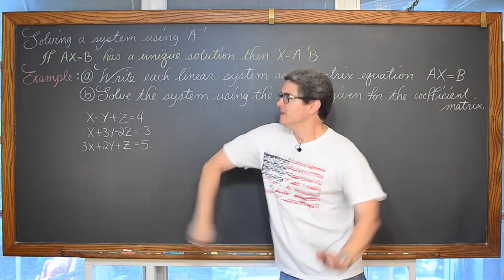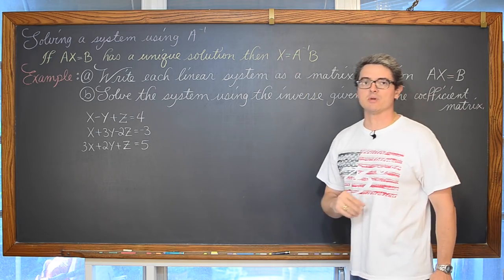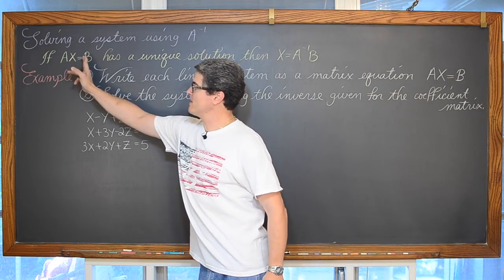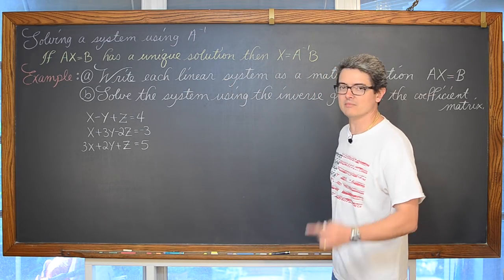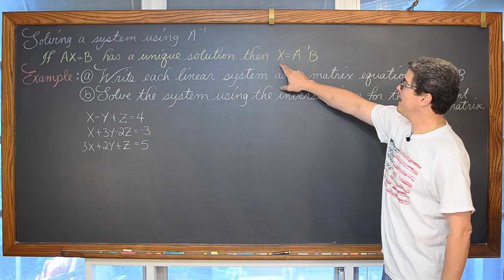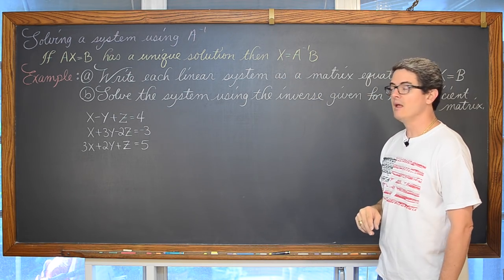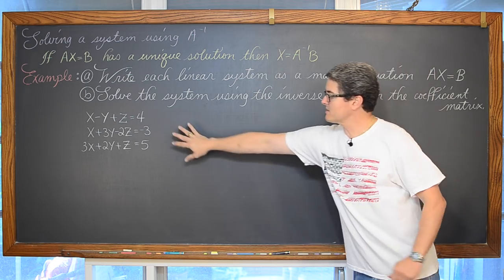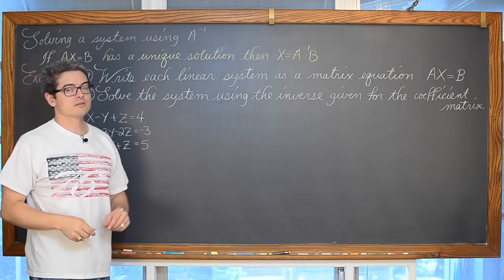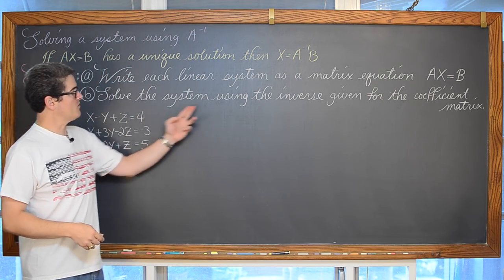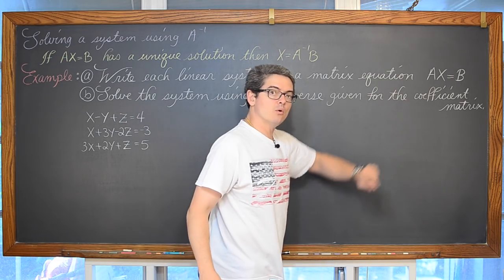And for our last example, we're going to solve a system of equations using an inverse matrix. If matrix A times matrix X is equal to B, and that equation has a unique solution, that means there's only one, then X is equal to the inverse of matrix A times B. What we're going to do is write this linear system as a matrix equation AX = B, and solve that system using the inverse given for the coefficient matrix.